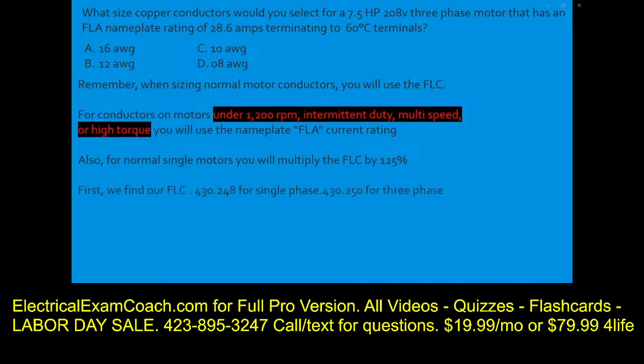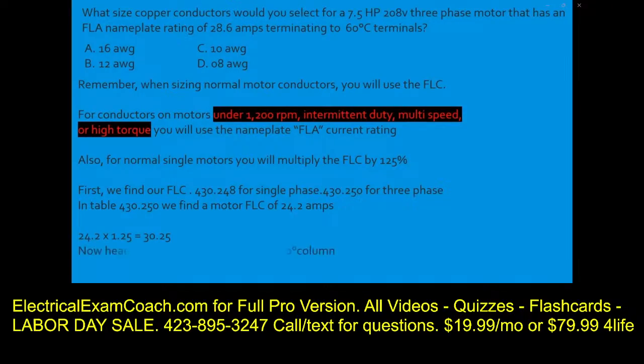So we head to our respective table. In this case, it's 3-phase, so we're going to head to 430.250. Starting on the left-hand side, we're going to select our respective horsepower. Then we're going to come down and tee off with our voltage. Now we're going to select our FLC of 24.2 amps. Now we take that 24.2 amps, we multiply it by 1.25. That's going to give us a new amperage to size our wire by of 30.25.